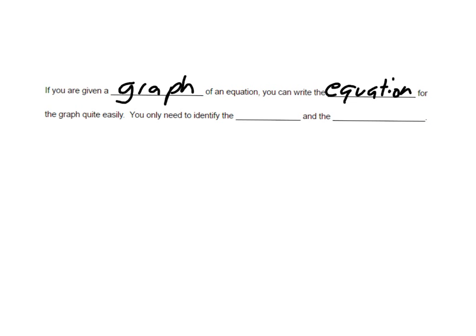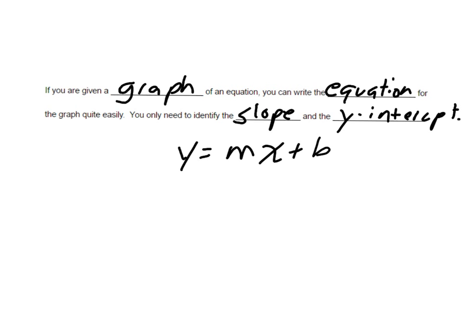You only need to identify the slope and the y-intercept. Okay? We're going to be writing our equations in the form of y equals mx plus b. Remember that? Our old slope-intercept form.